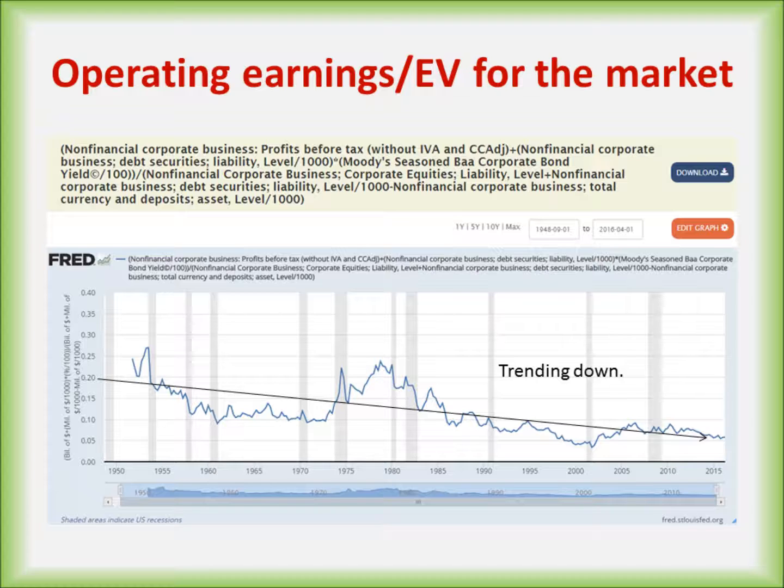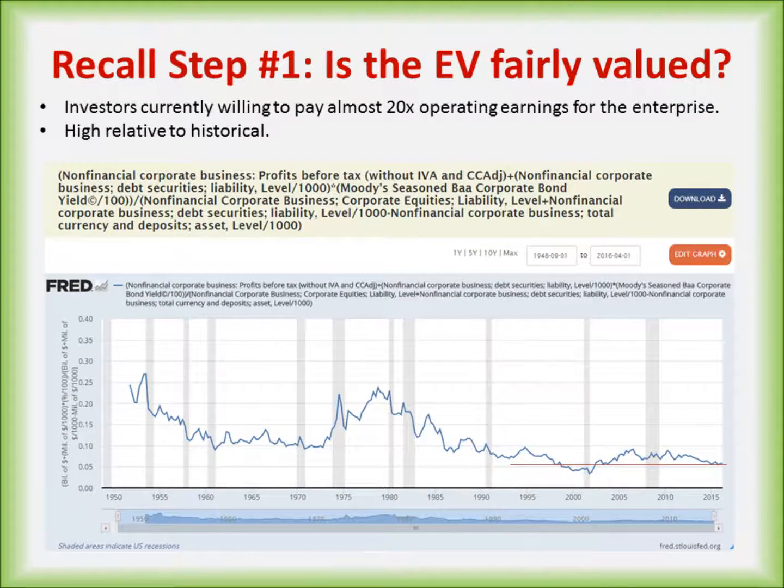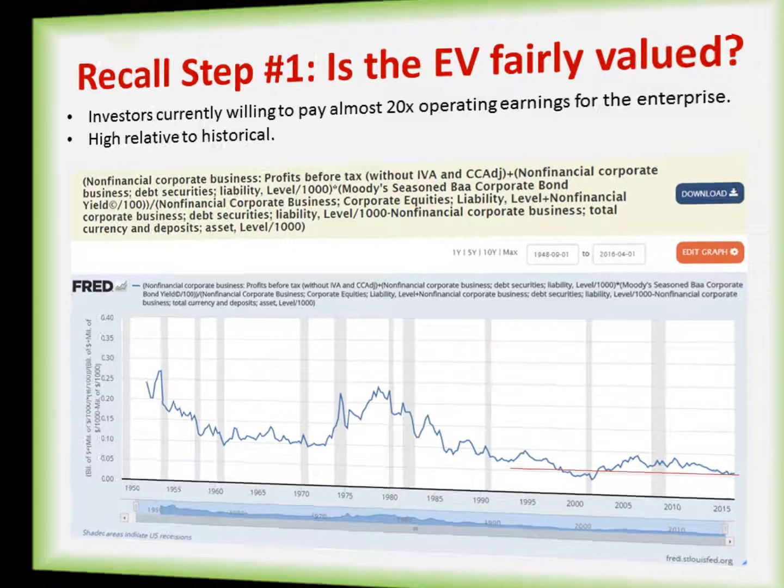So recall step 1 in the valuation process is to look at the ratio of operating earnings to enterprise value. You can see the formula in the Fred graph if you want to recreate it. This is what it looks like. It seems to be in a general downtrend, though not in a straight line, and right now is at a little over 5%. What it means is that investors are willing to pay almost 20 times operating earnings for the enterprise. It's pretty high relative to historical. The only time it's been that high before was in the tech bubble era in the late 1990s. So on an operating earnings to enterprise value basis, it looks relatively expensive, but let's look a little further.